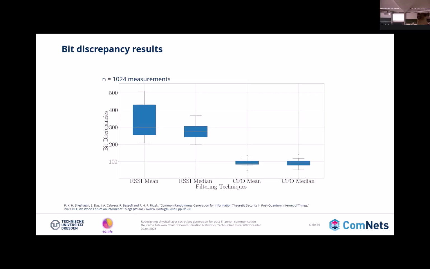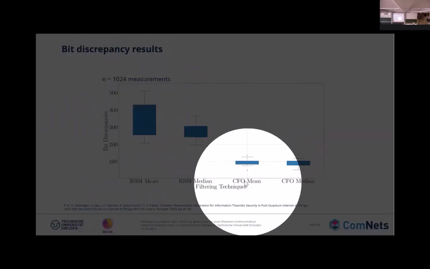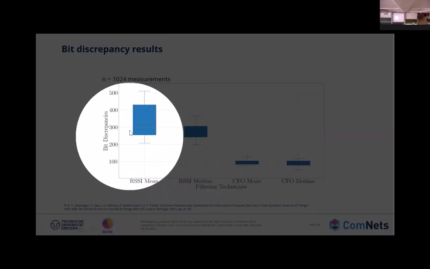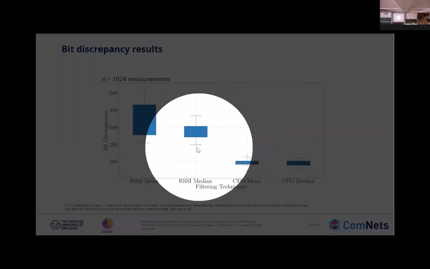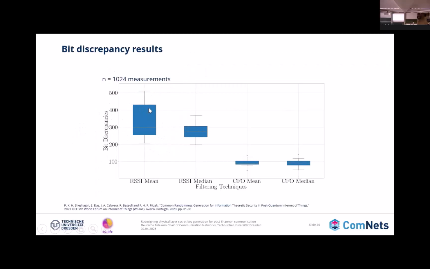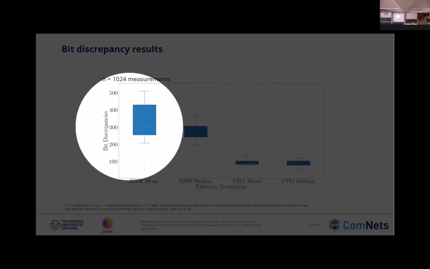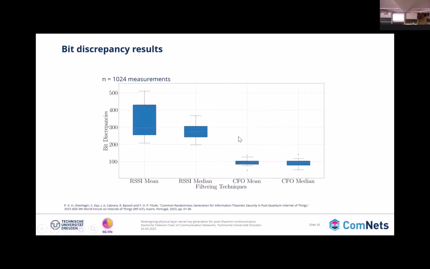What we did was we extracted some RSSI information and CFO frequency offset information, and then we tried to quantize it by using 1-bit quantization. We used a mean or median of the set of observations, and any value higher than the mean or median is quantized to bit 1, and any value lower than the mean was quantized to bit 0. By performing this, we calculated the bit discrepancy, and we noticed that the higher the correlation, the lower the bit discrepancy.